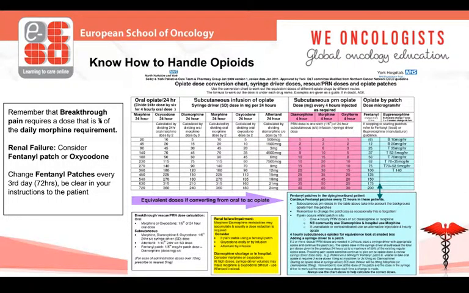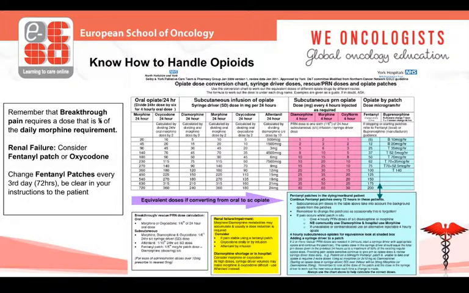So this is an example of an opioid dose conversion chart. This particular one was borrowed from the NHS, but variants of the same can be found in your respective countries. I will not go through it in detail, but it is a great tool to have because opioid conversion is something that is done often, and it's something that needs to be done right to provide the best amount of relief. Points to remember are that breakthrough pain requires a dose that is 1/6 of the daily morphine requirement. So calculate it and always have it handy.